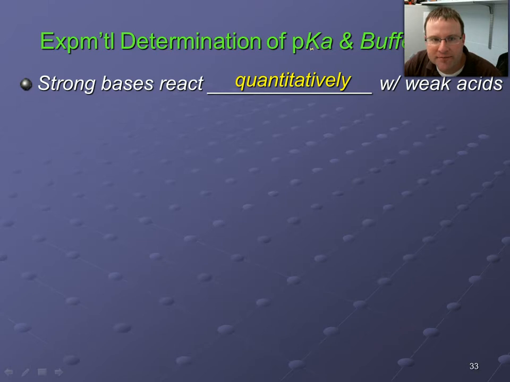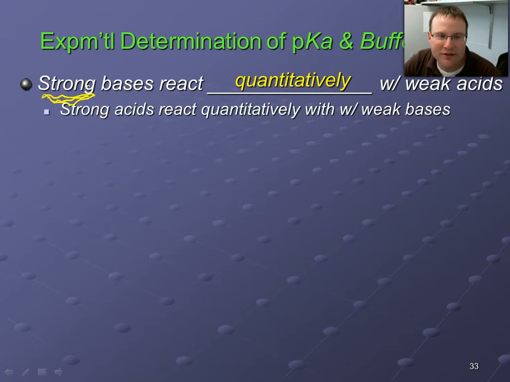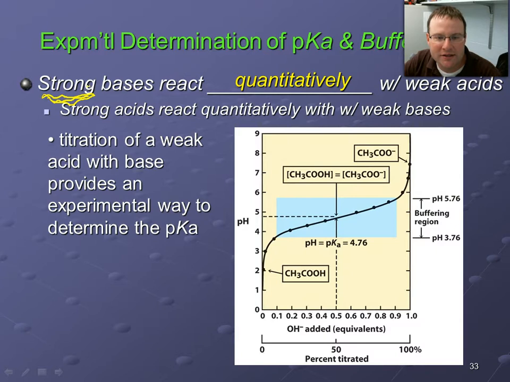So back in Gen Chem, you learned that strong bases react quantitatively with weak acids. That is to say, it's not an equilibrium process. A strong base will react with an acid and say, you are giving me your H plus because I'm a strong base and I want your H plus. Take it, weak acid, that's how it is. Likewise, you also learned that strong acids can react quantitatively with weak bases.